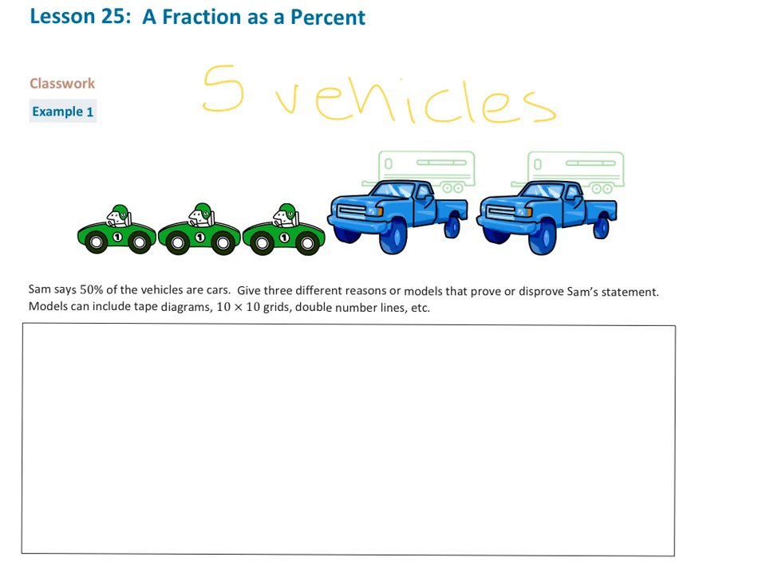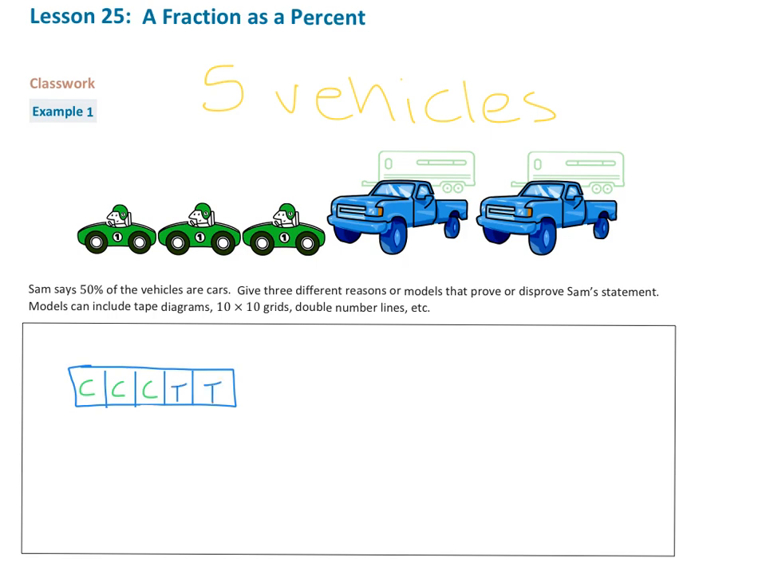If we start with a tape diagram, then we can draw out the model like this, divide it into 5 equal pieces, because if we're going to deal with fractions or equal or smaller amounts, we're dealing with equal pieces. And then of course we can just say that these are cars, and then these are trucks.